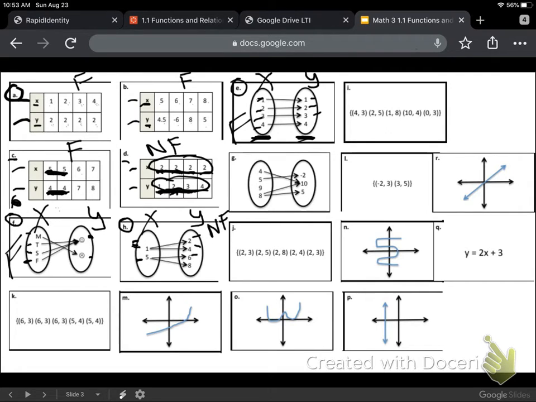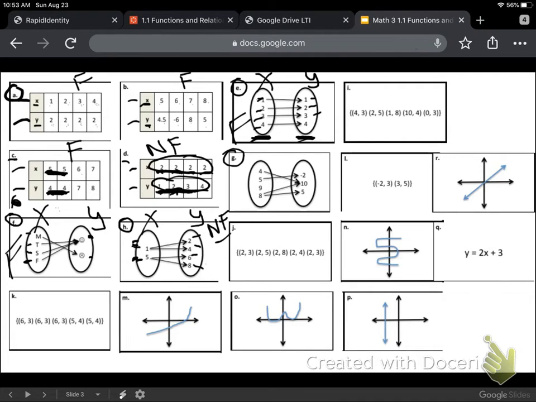Look at the 5. The 5 went to a 6, and it went to an 8. Well, I said to be a function, every x has to go to one y. Well, this x went to 2 y's. Therefore, it's not a function. Okay? Let's go and look at G.